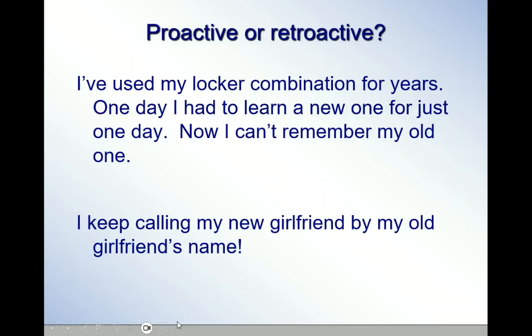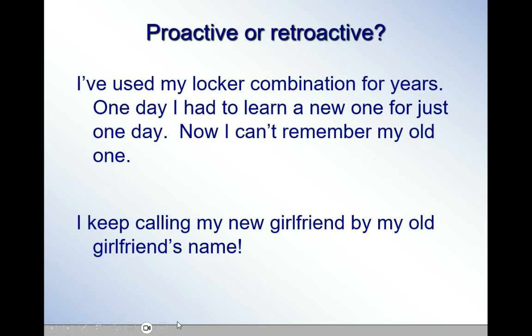So let's try some examples. I've used my locker combination for years. One day I had to learn a new one for just one day. Now I can't remember my old one. So the new is getting in the way of the old. Is that proactive or retroactive? That's retroactive. That's new getting in the way of the old.